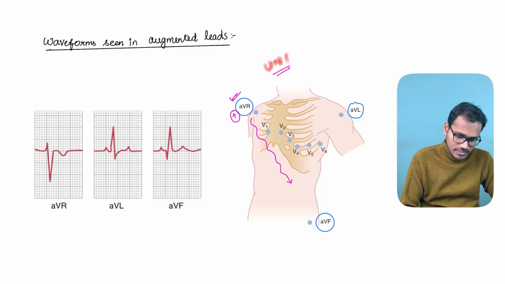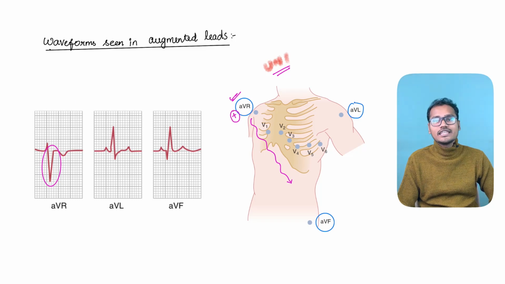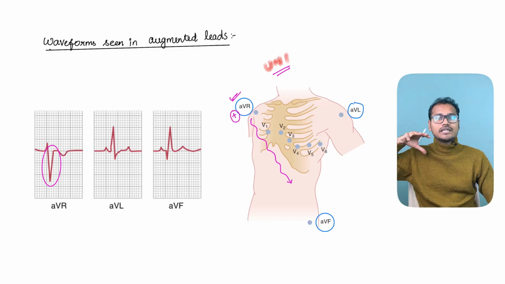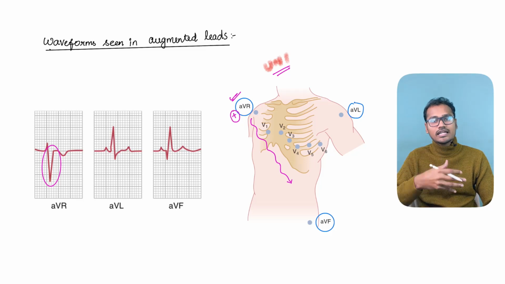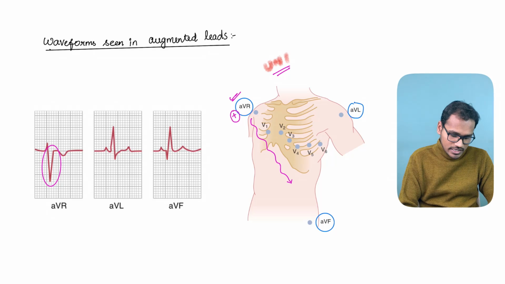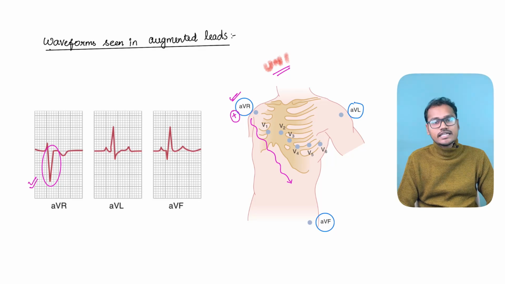The deflection will be negative. This is a normal finding. Many people think that once they look at the AVR, the QRS complex is inverted, so there is some abnormality. It is not like that. The AVR is looking at the heart from completely away from the deflection. The positive side of AVR is here and it is looking at the heart away from it. So that is why the R wave is negative in AVR in a normal condition itself.